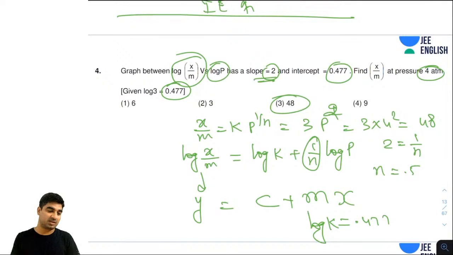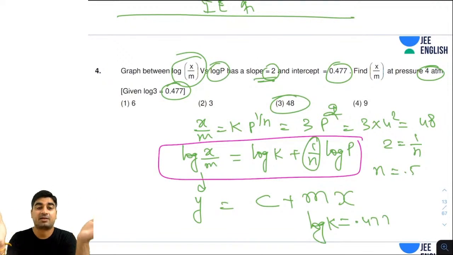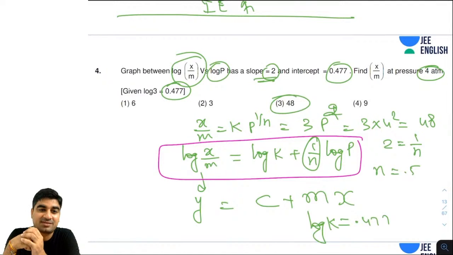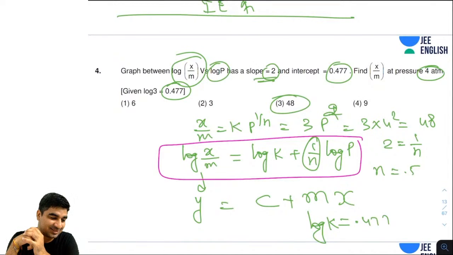So again, you can see here, it is a problem from surface chemistry, and many times direct problems are there even in JEE Advanced. But this time, guys, even in JEE Mains, you have to apply your brain. There is no direct problem.